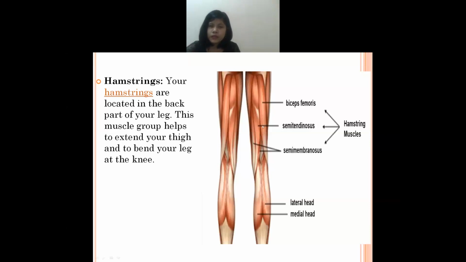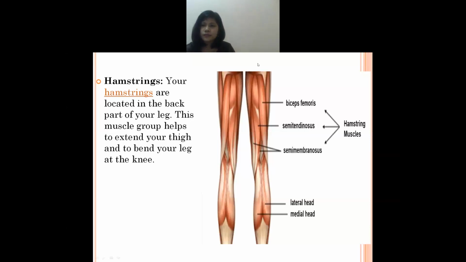Extend means to stretch a little bit more. To extend your thigh, and it also helps you in bending your leg at the knees. They help you in extending your leg as well as bending your leg. Understand this hamstring? I'm just showing you extending, bending. So they help you in both ways. They lie at the back of your thigh.